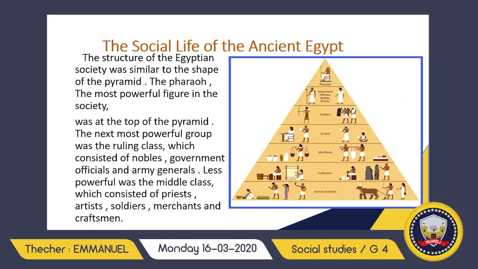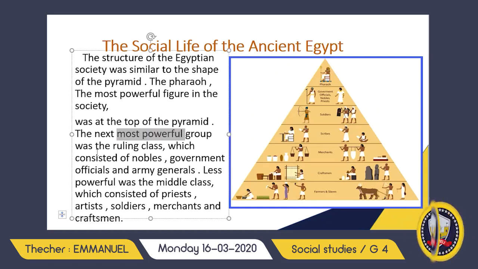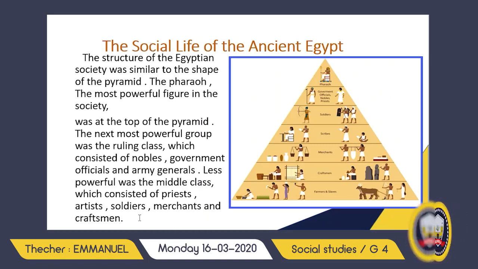The pharaoh, the most powerful figure in the society, was at the top of the pyramid. The next most powerful group was the ruling class, which consisted of nobles, government officials, and army generals. Less powerful was the middle class, which consisted of priests, artists, soldiers, merchants, and craftsmen.